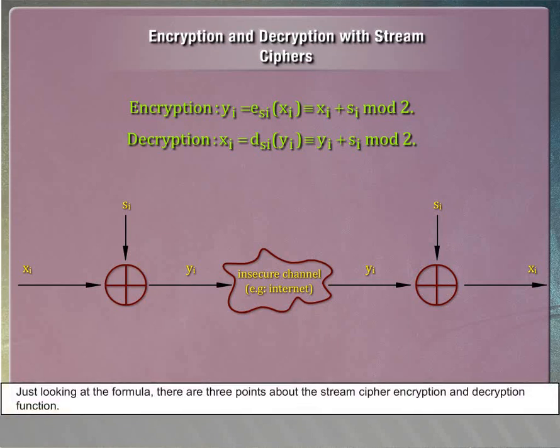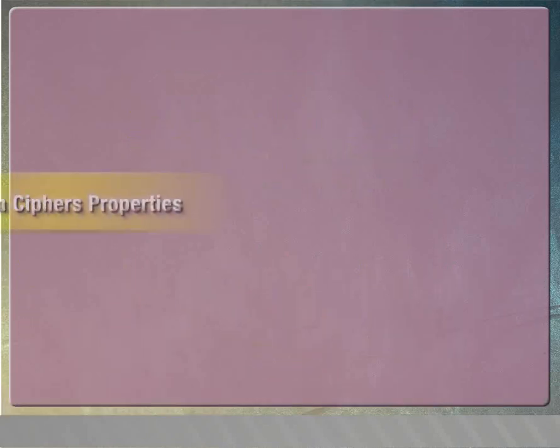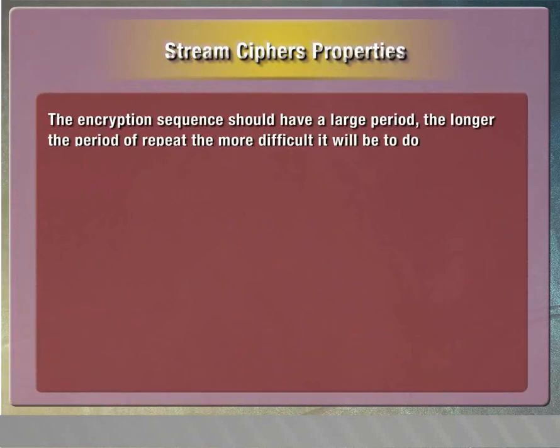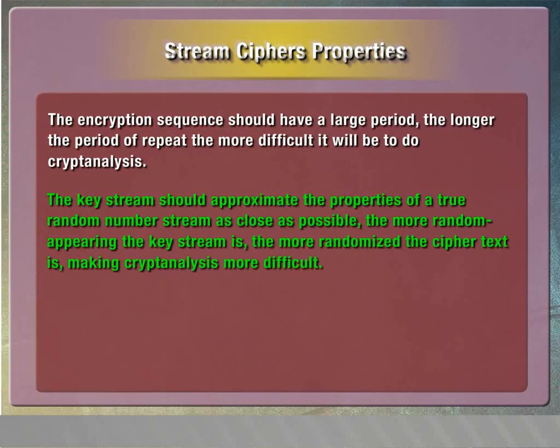Just looking at the formula, there are 3 points about the stream cipher encryption and decryption function. Stream cipher properties. The encryption sequence should have a large period. The longer the period of repeat, the more difficult it will be to do cryptanalysis. The key stream should approximate the properties of a true random number stream as closely as possible. The more random appearing the key stream is, the more randomized the ciphertext is, making cryptanalysis more difficult.